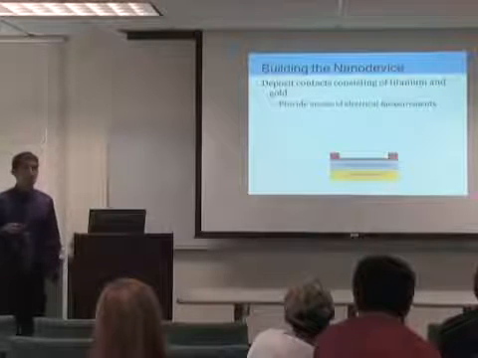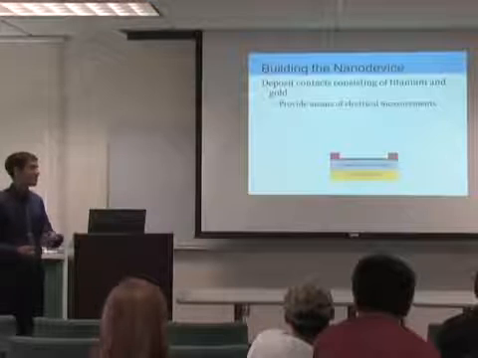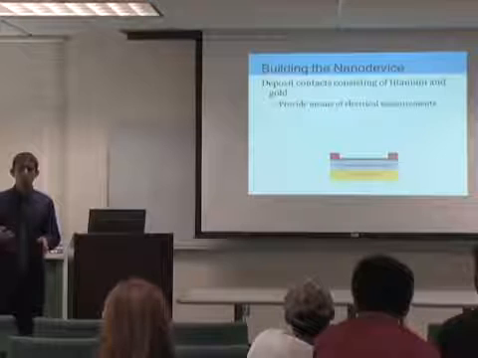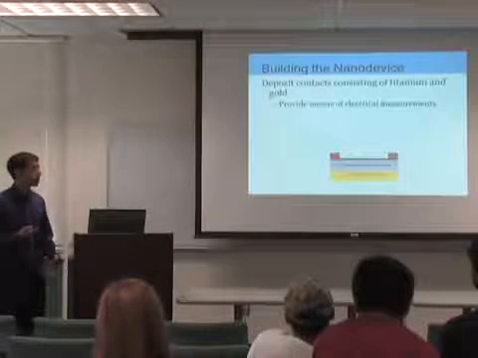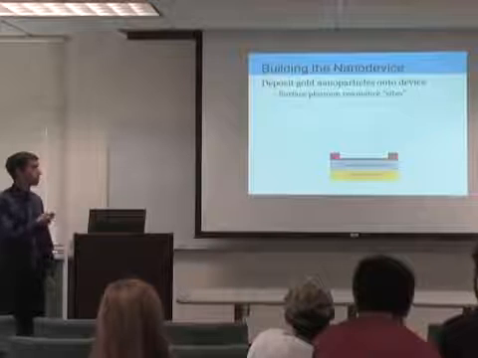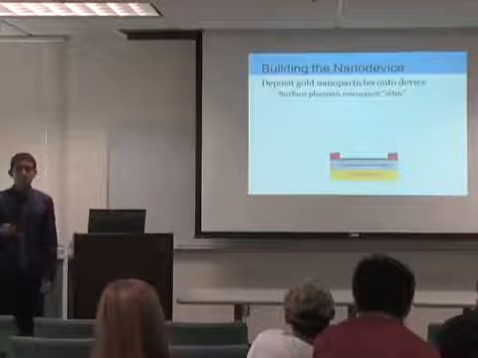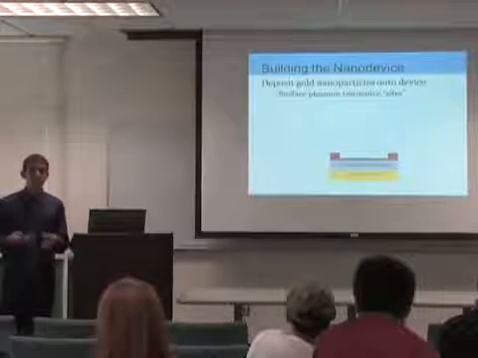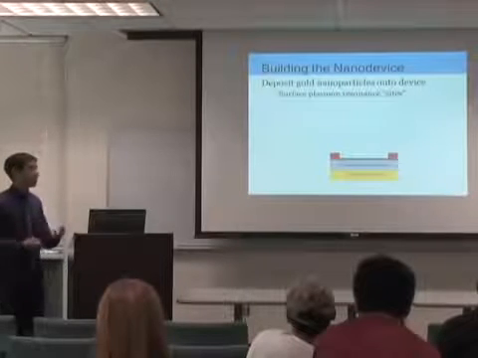We then deposit some contacts onto that nanowire so we can actually do something with this device. These contacts allow us to make electrical measurements on this device and apply potentials across this nanowire. And finally, and probably most importantly, we can deposit gold nanoparticles onto this device, like you see here. These gold nanoparticles act as surface plasmon resonance sites. Without these gold nanoparticles, we don't really have any surface plasmon activity occurring.